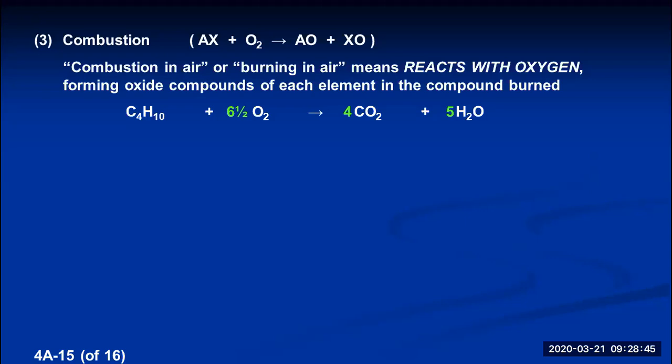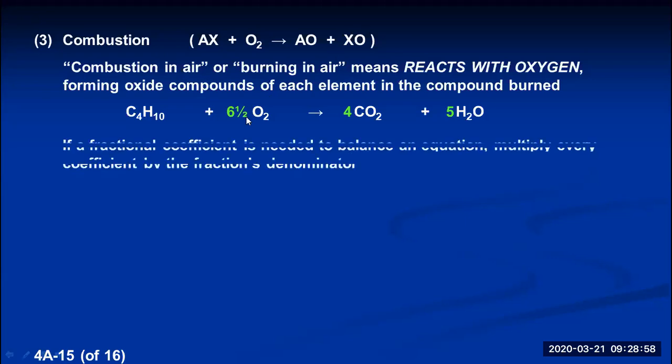You can't have half an oxygen molecule. So if you ever wind up having to balance an equation with a fractional coefficient, what you do is, whatever the denominator of the fraction is, multiply every coefficient by the denominator of that fraction. So if a fractional coefficient is needed, multiply every coefficient by that fraction's denominator.